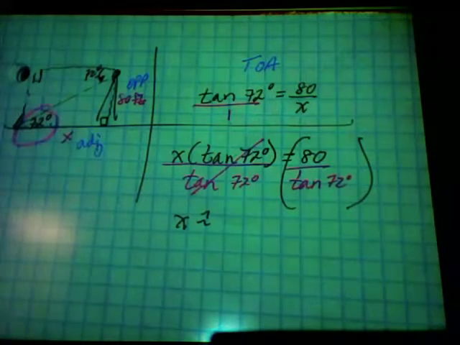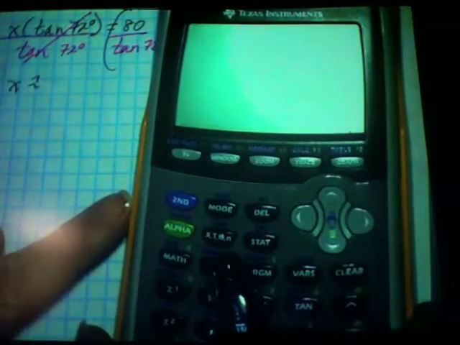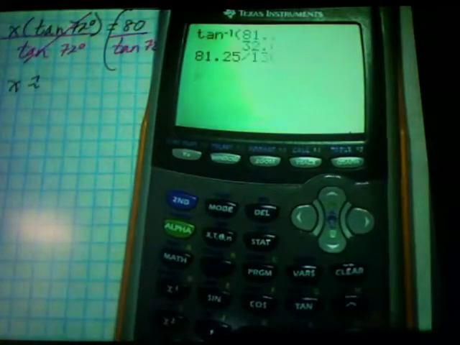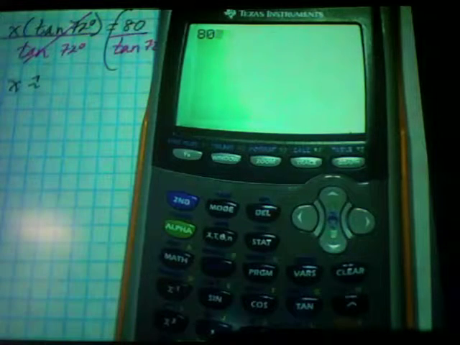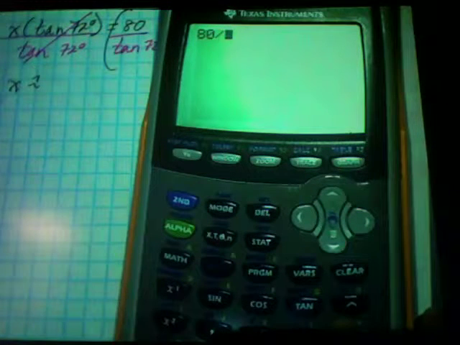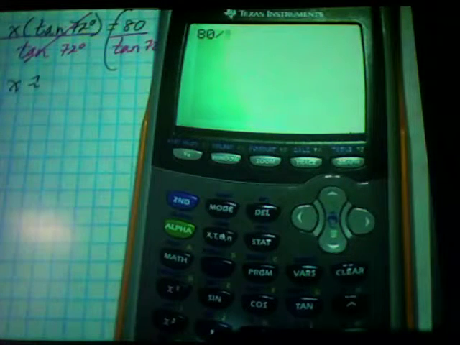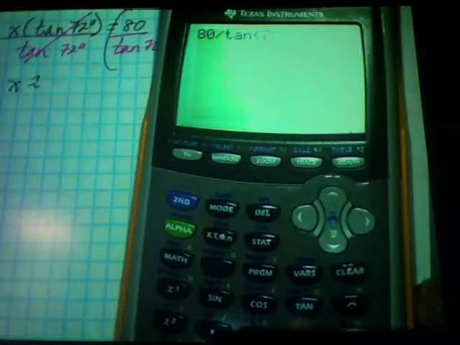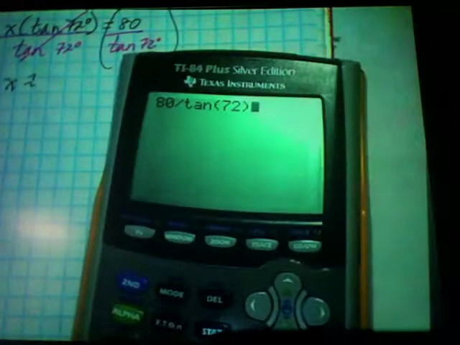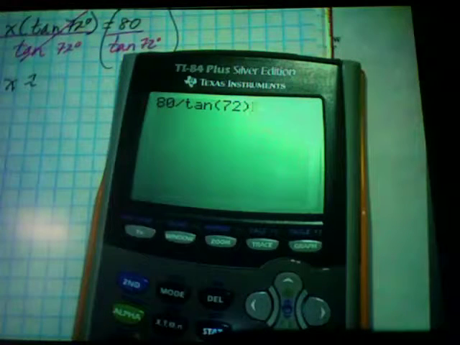Again, remember your calculator needs to be in degrees because you're plugging in 72 degrees into the calculator. You might have to turn your calculator back on. Clear your screen. And then we're just going to take 80 and divide it. You don't need to use parentheses because you're just putting one thing in there. You're going to hit tangent of 72. I typically will put an end parenthesis here. Probably not necessary, but get in the habit of using your end parentheses. And then hit enter.